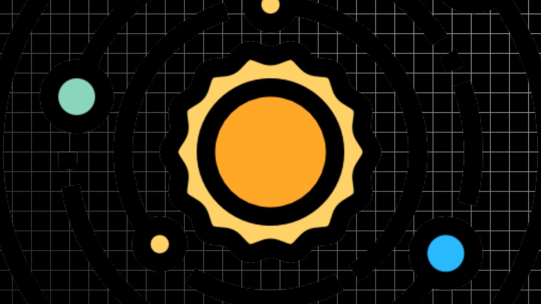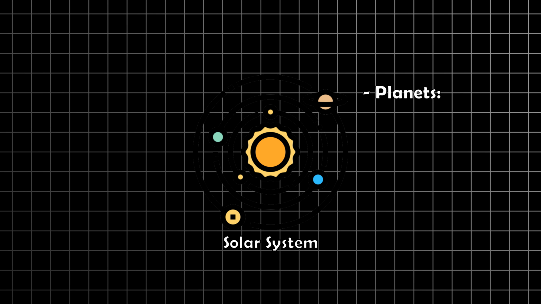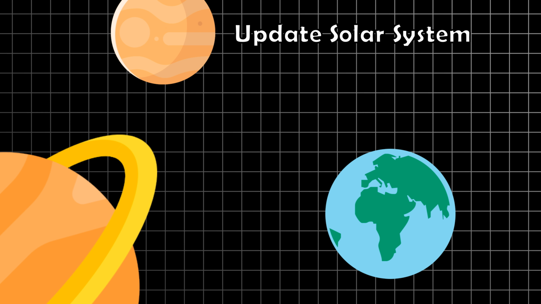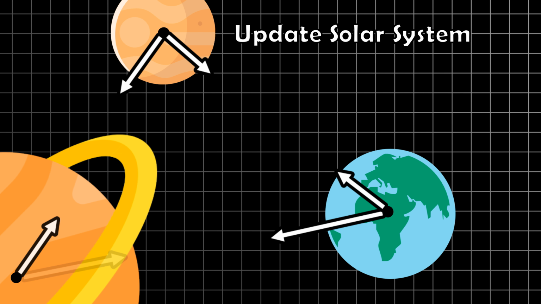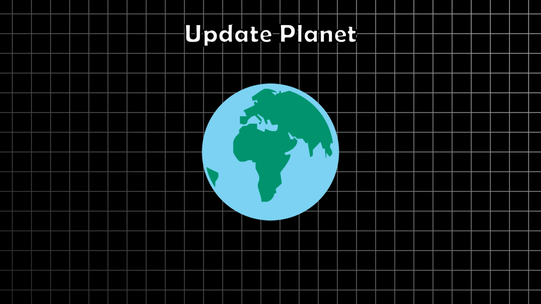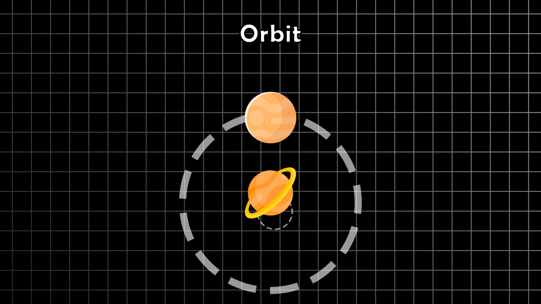I also want to have a solar system class with a list of all planets in that solar system. In the update function of the solar system class, I want to calculate the force applied to each planet from all other planets and then add it together. In the update function of the planet class, I want to calculate the movement of the planet. And lastly, I want to be able to see the orbits of each planet in the editor. How we'll do all this I will explain later, but for now let's start at the beginning.